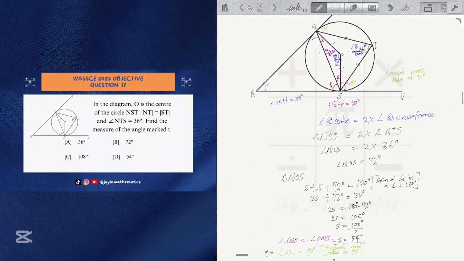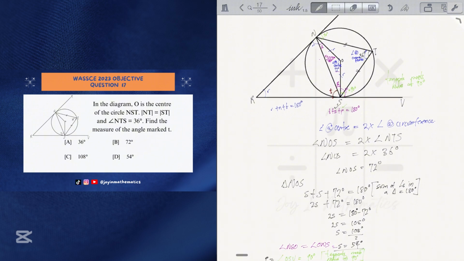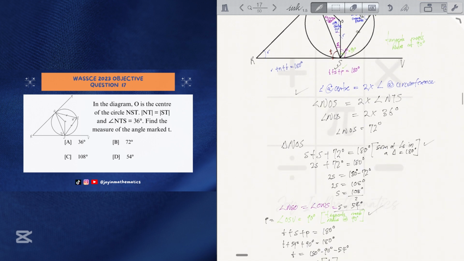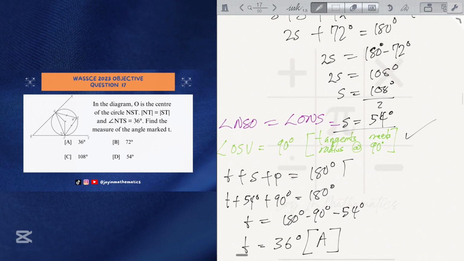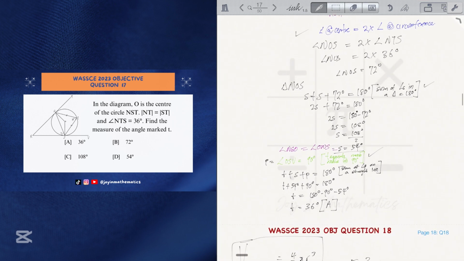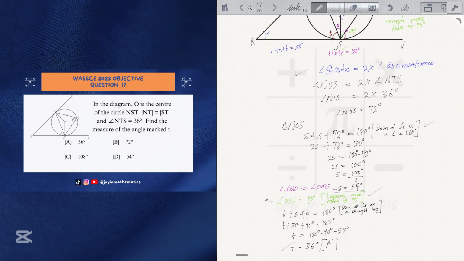So with this, we can see how we moved from angle at center is equal to 2 times angle at circumference. We consider the sum of angles in a triangle when a tangent meets a radius at 90 degrees, and then we consider the sum of angles on a straight line. And then we have a final answer that t is equal to 36 degrees, which is equivalent to option A.